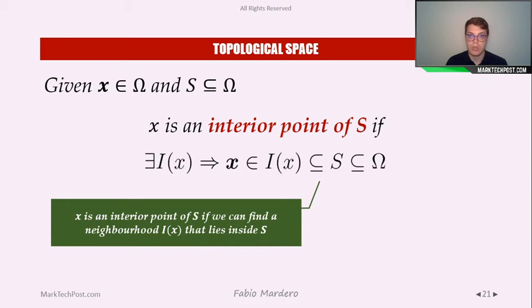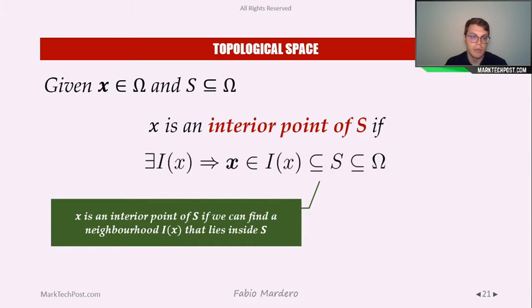Now, thanks to the concept of a neighborhood of a point, we will define what an interior point of a subset of omega is. So let's consider the generic element x inside omega, and a subset of omega, which will be called S. So x is an interior point of S if we are able to find a neighborhood of x such that x lies in its neighborhood, but also the neighborhood is a subset of S.